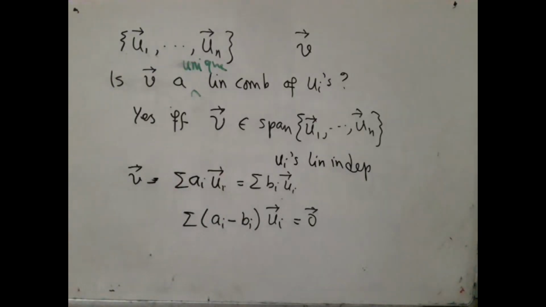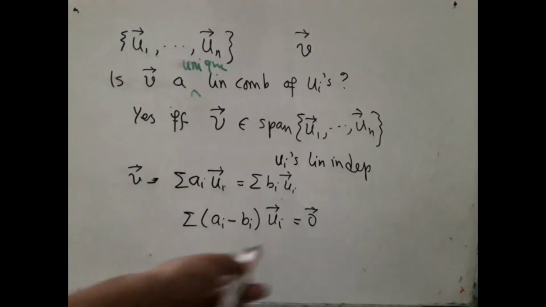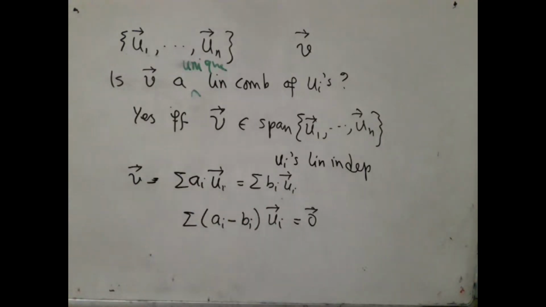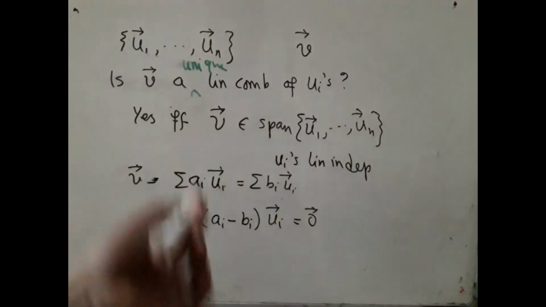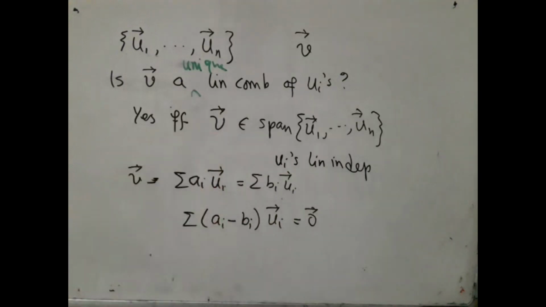On the other hand, if you see that some distinct linear combination exists, then of course the uis cannot be linearly independent. And if they are not linearly independent, you can always create some way of expressing V in two distinct linear combinations of the uis. We are going to use this fact in the next theorem.